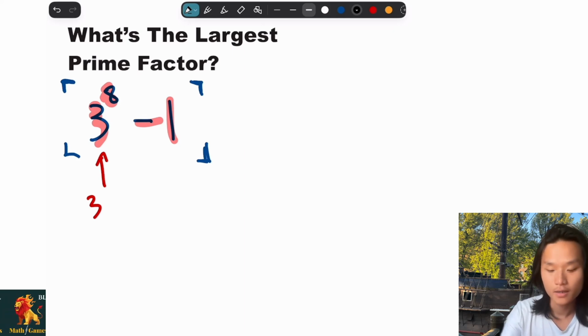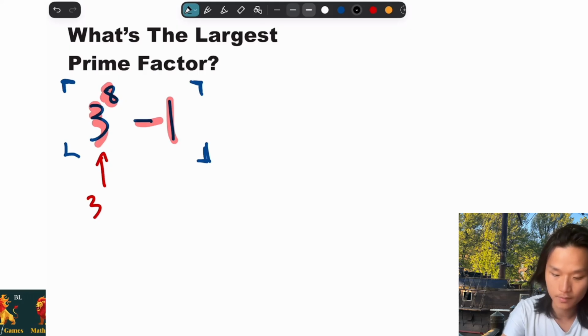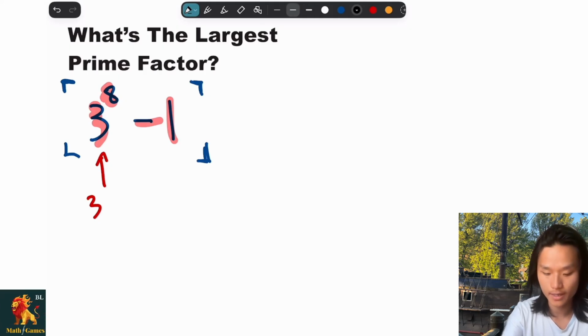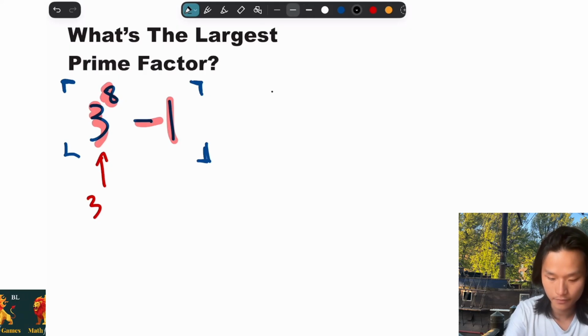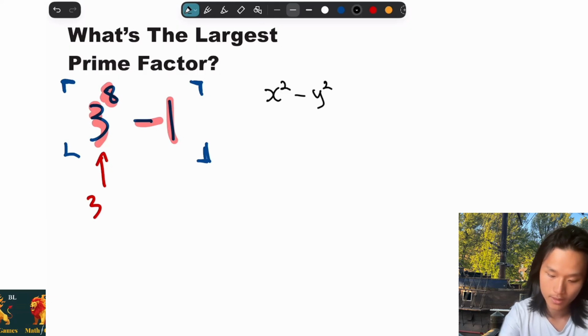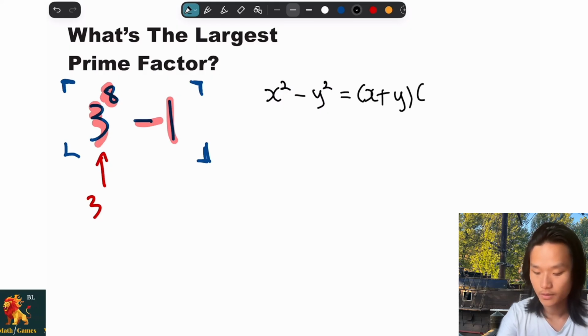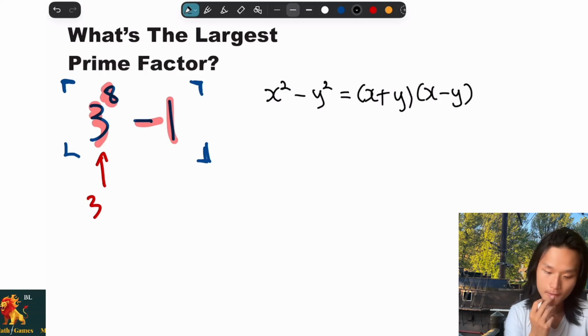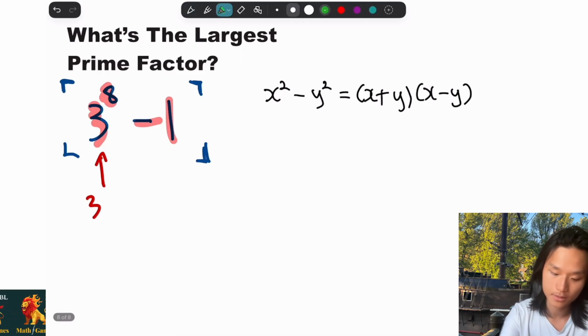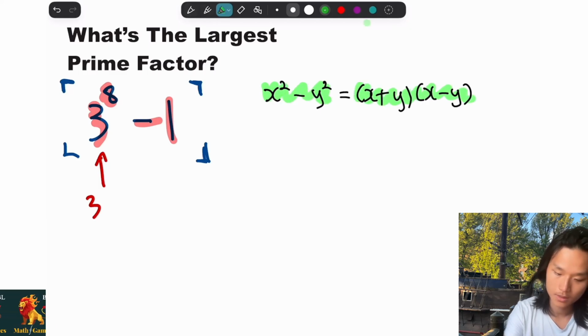So we can use the formula of the difference of two squares, which tells us that x squared minus y squared is equivalent to x plus y multiplied by x minus y. Okay, so this is the formula that we will use today. So let's apply it to our question.